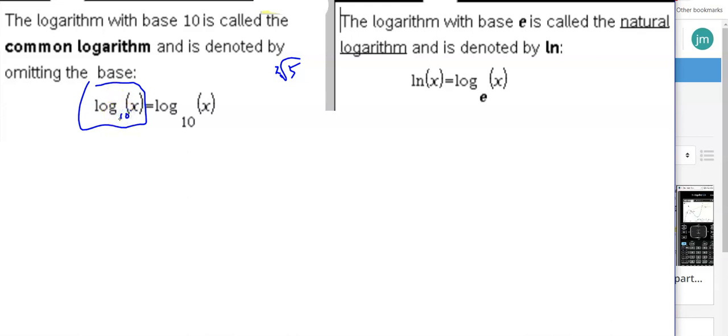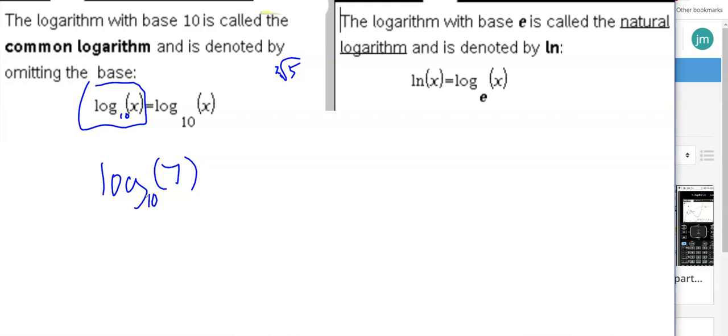If there's no base and it's a log, it's base 10. So that's just the way we roll. We like to save a little bit of energy, and so not writing the 10 is just cooler to us. So if we wrote log of 7, the base is understood to be 10.